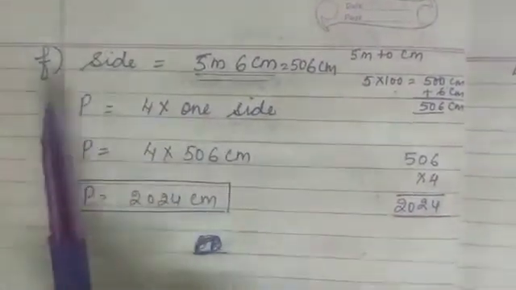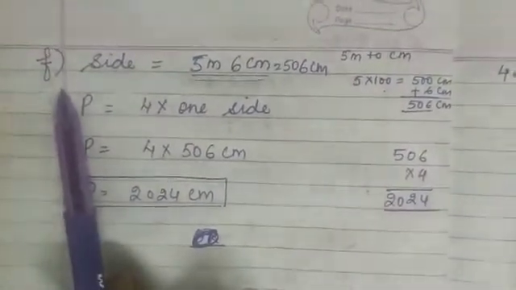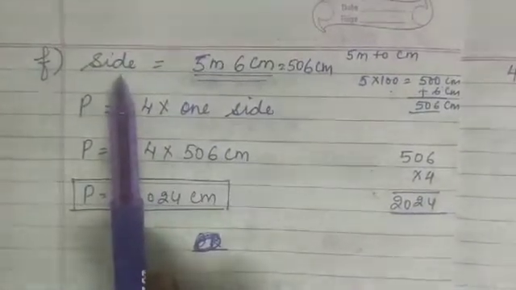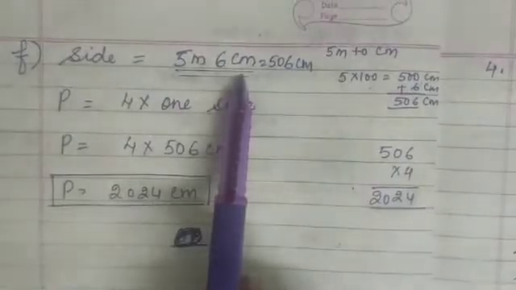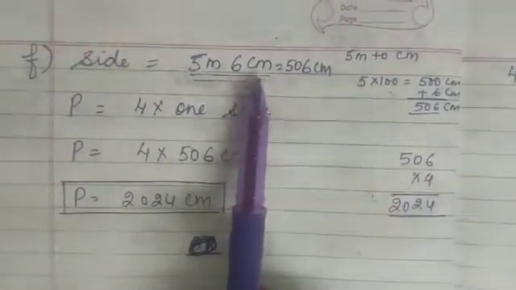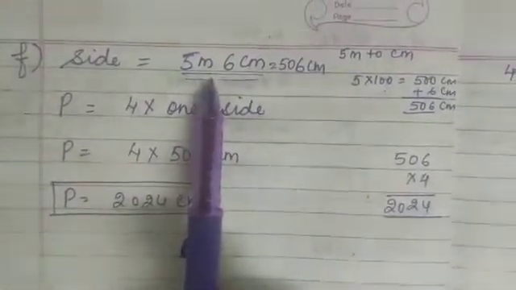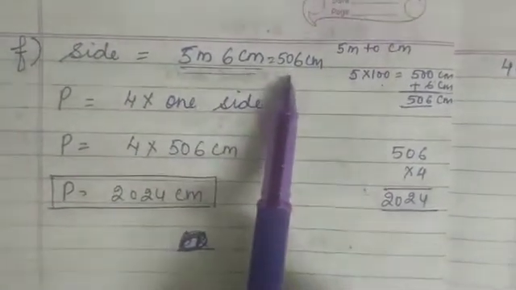Welcome back, children. This is the F part, question number 2, 12.2 exercise. Here they have given the side 5 meter 6 centimeter. So this is meter, this is centimeter. So we have to change in meter or in centimeter. Clear? So I'll change in centimeter.